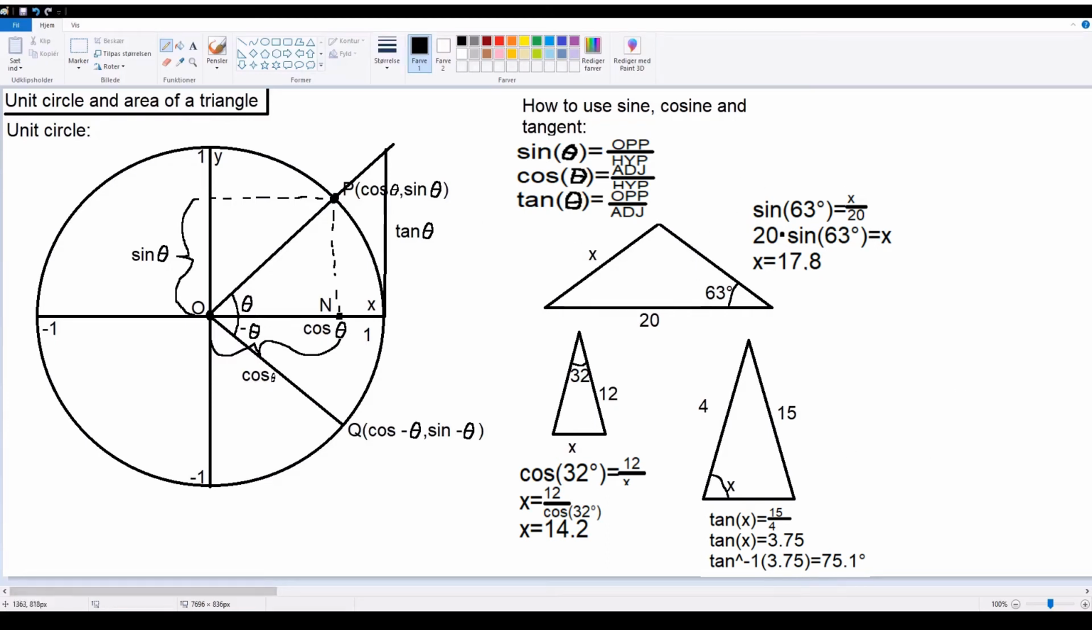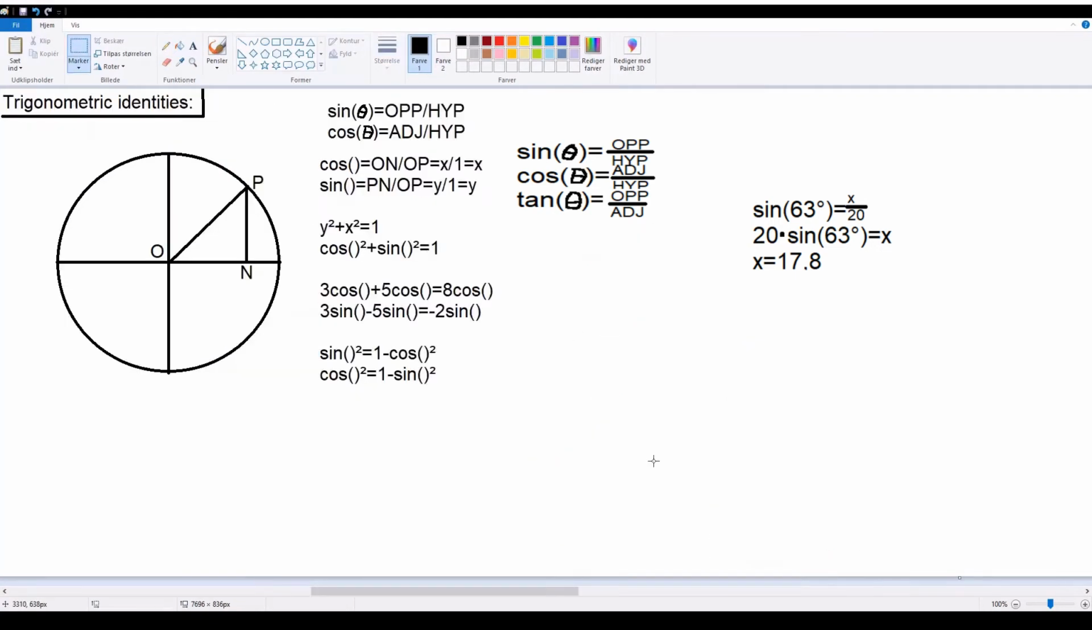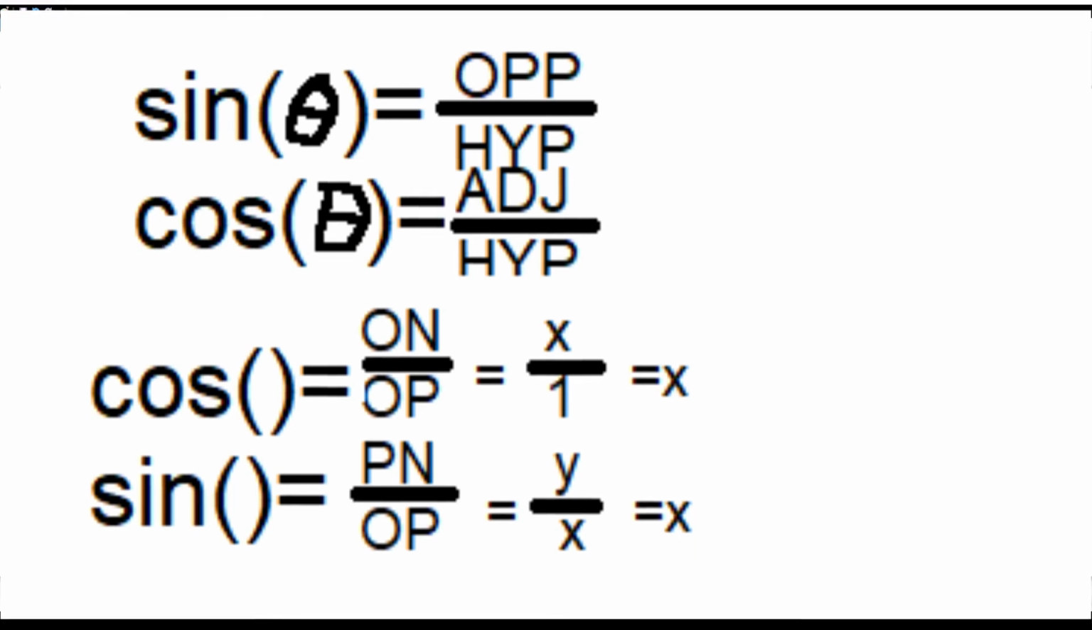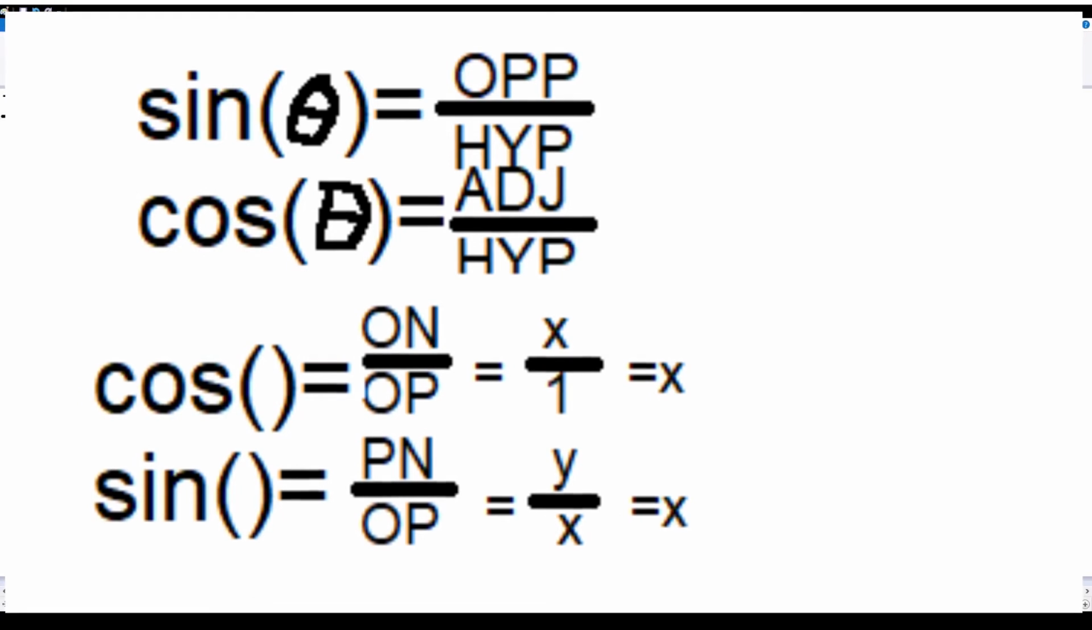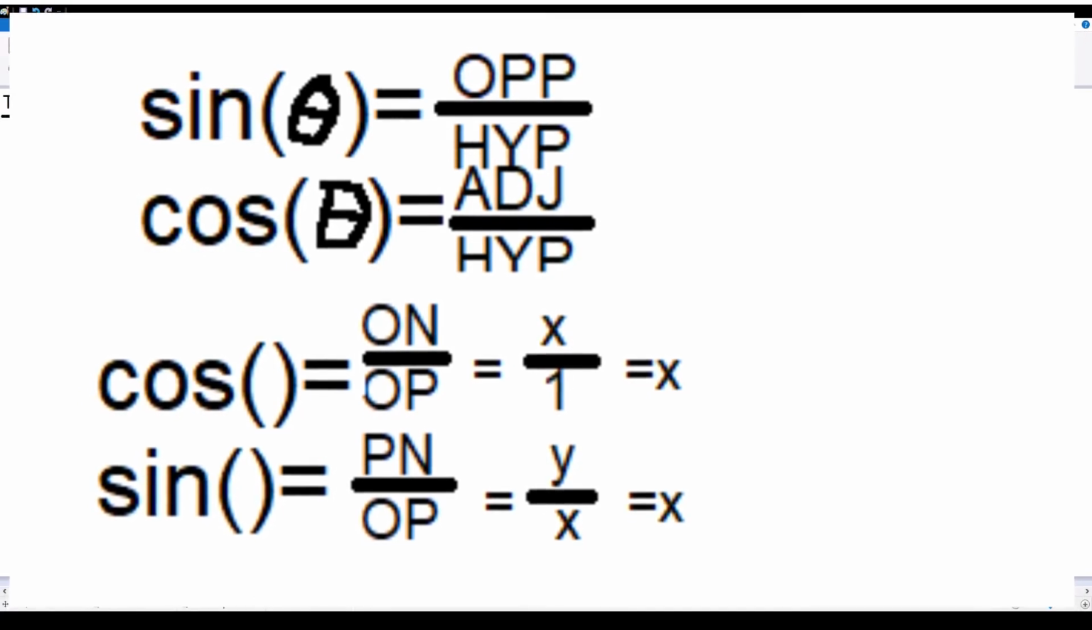And you can see here that from using the inverse tangents, we get the angle of 75.1 degrees right here. Now for some trigonometric identities. The trigonometric identities is what you notice when you look at this unit circle one more time.